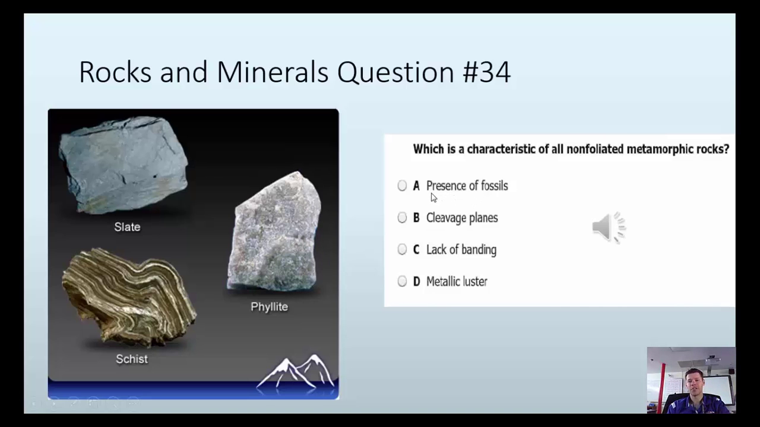So our best answer here is, which is a characteristic of non-foliated metamorphic rocks? Presence of fossils? No. Cleavage planes? No. The lack of banding? Yes. Our best answer here is C, lack of banding.